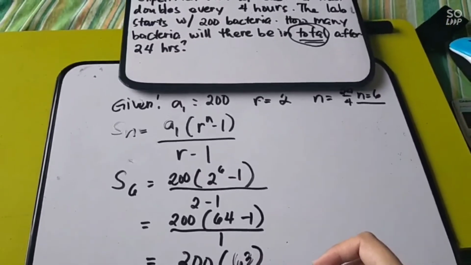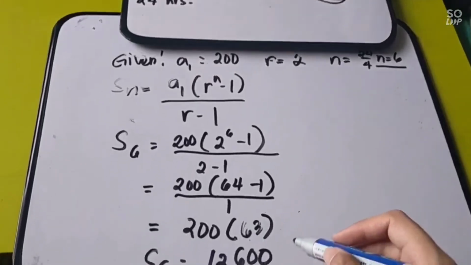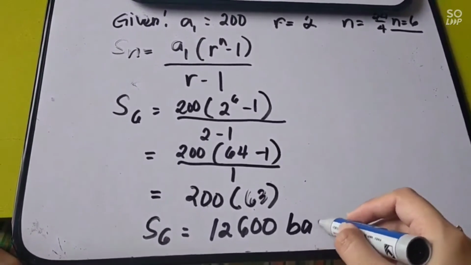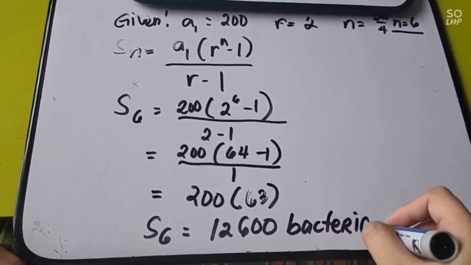12,600 what? What was it that we were finding again? How many bacteria? So, 12,600 bacteria. So, this is your answer.